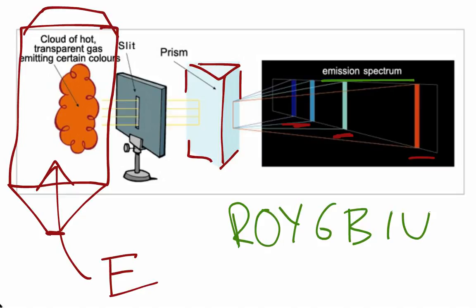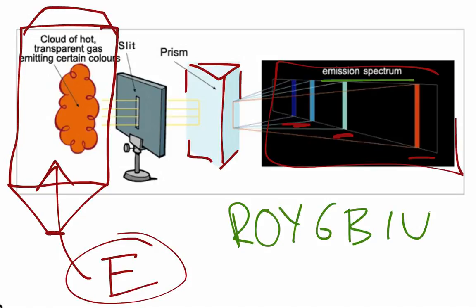Now, why are we not getting a continuous spectrum if we hit this with energy? And if we hit it with more energy, what they found is we still get the same bars. It doesn't matter the amount of energy we put in or the temperature. It's not going to affect the emission spectrum that's coming out.